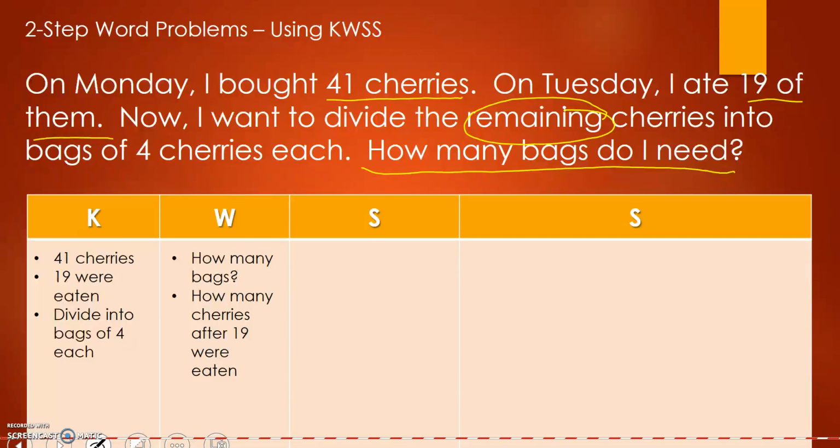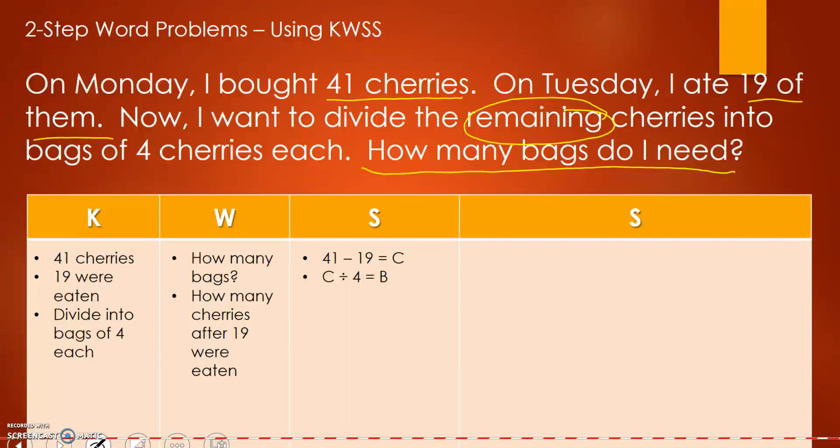So the first thing I've got to figure out is how many cherries are left. So I'm going to have 41 minus 19, and that's going to give me how many cherries. So I represented that with a C. Then I'm going to take that C, those cherries left, and divide them by 4, and that's going to tell me how many bags I need. So I've got a subtraction problem and I've got a division problem.